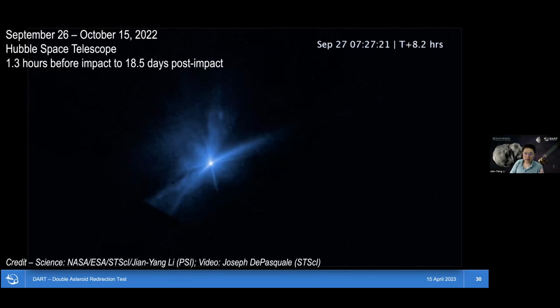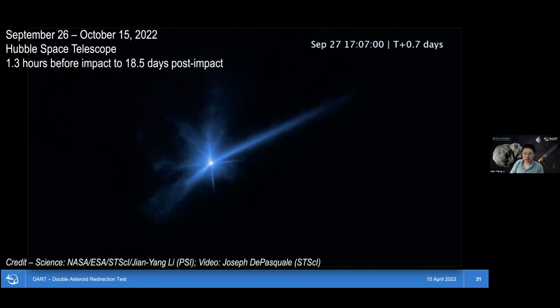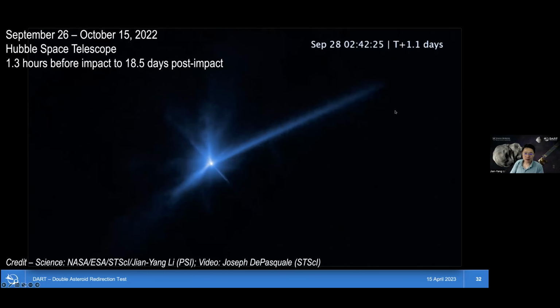This is actually the first time we see the growth of a tail from impact ejecta. We have seen this kind of tail from asteroids a few times before, but we always missed the impact, of course. This time we know when the impact happened, so we actually looked at it. We learned how the tail grows.